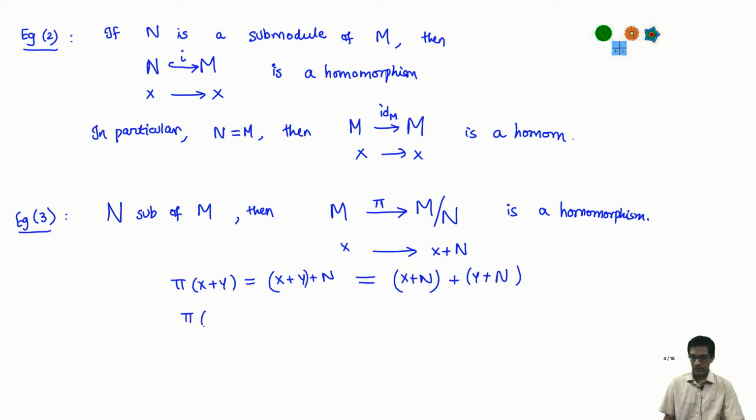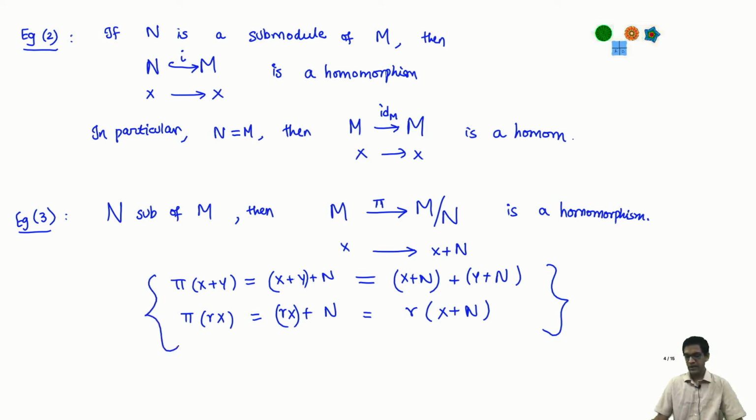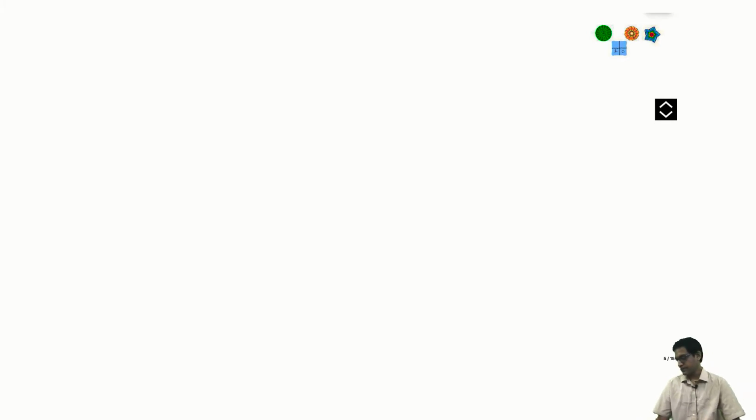Now pi of rx similarly is just the coset of rx, but again by definition that's exactly how scalar multiplication was defined on the quotient module. So these two equations establish that this map pi is in fact an R-module homomorphism. So we have these natural classes of examples, the inclusion and the projection maps. Now let's look for other examples.